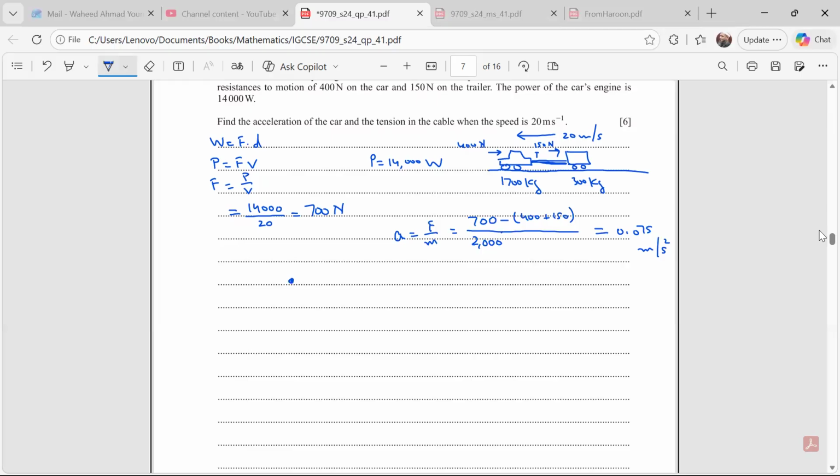So this is the car, for example, right? On the car, there is a resistive force of 400 Newton. We know that, right? And there is a resistive force by the tension. We don't know how much it is, but this tension is a resistance, a force that is trying to stop the car, right? And the car engine is providing a force of 700 Newton, right?